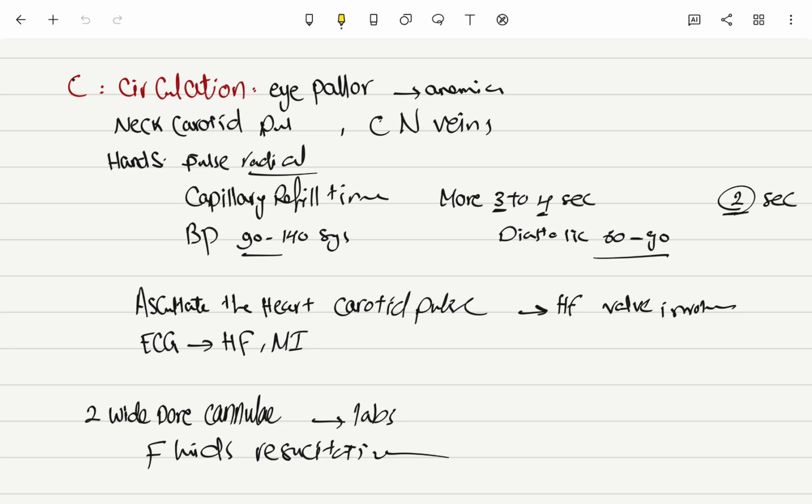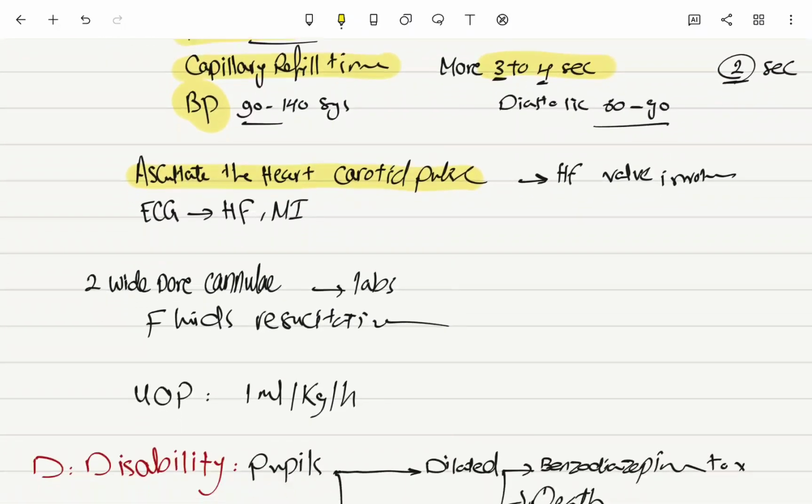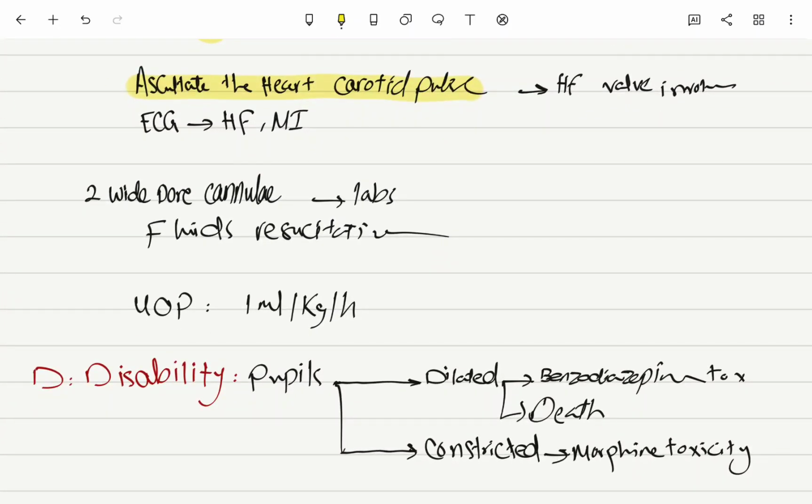Okay, let's go for circulation. If there is any eye pallor, any congested neck veins, or affection of carotid pulsation, I will see the radial pulse, capillary refill time. If it is more than 3 to 4, it may indicate that there is affection of circulation. I will also see the blood pressure. If it is less than 90 in systole or 60 in diastole, it affected the circulation. I will auscultate the heart sounds with carotid pulse feeling.